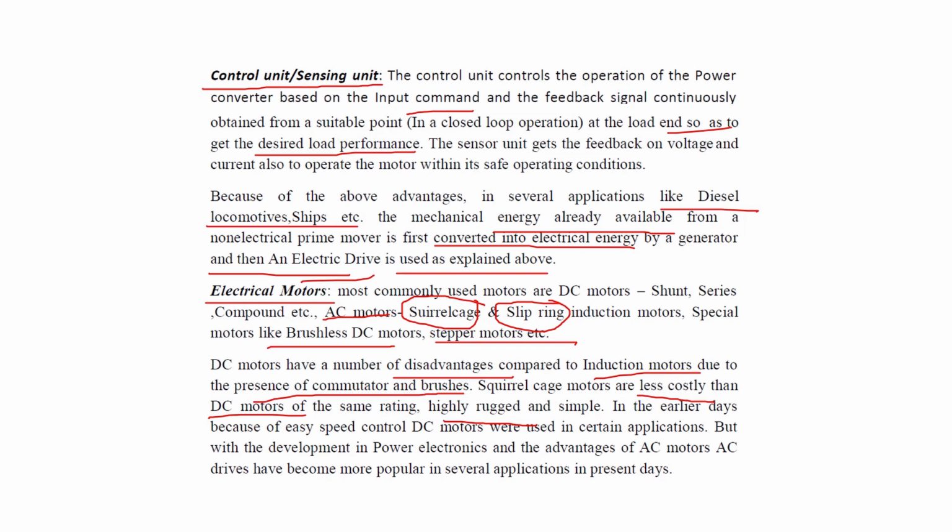It is highly rugged and simple. In earlier days, DC motors were used for easy speed control, but with the development of power electronics, the advantages of AC motor drives have made them more popular in the present days. So these types of electrical motors are used in the drive, which we have seen in the block diagram of the electric drive. Okay, thank you.